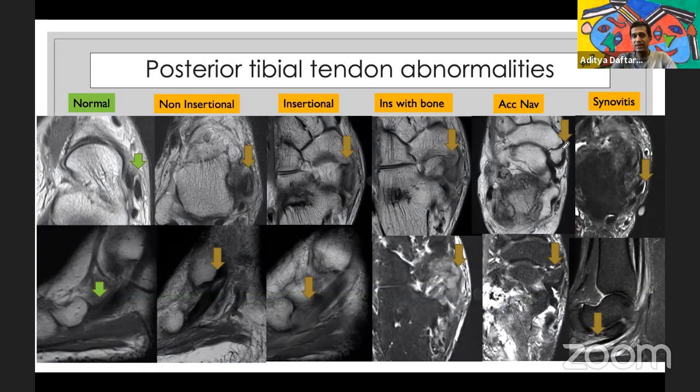Sometimes with the posterior tibial tendon, you'll see an accessory navicular. This may or may not have edema associated with it. And sometimes you will see no tendinopathy, but you'll just see fluid along the tendon. So you'll just see a tendon sheath effusion. So you can see synovitis. So as a variation, you'll see everything from normal to a split to insertional tendinosis to non-insertional tendinosis to insertional tendinosis with bone involvement to just a synovitis.